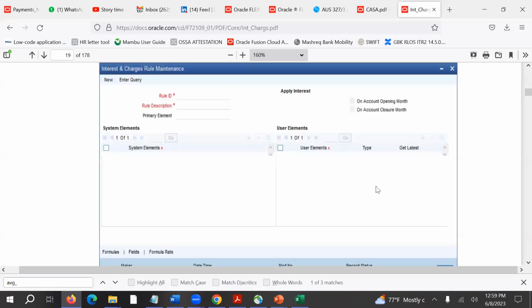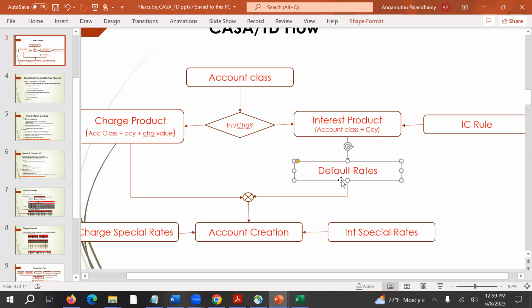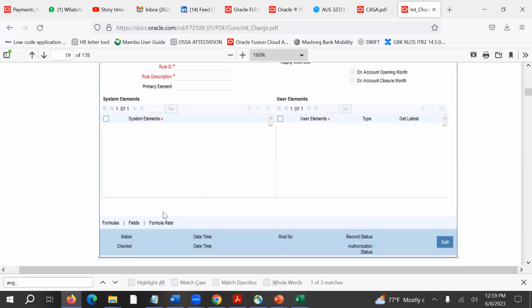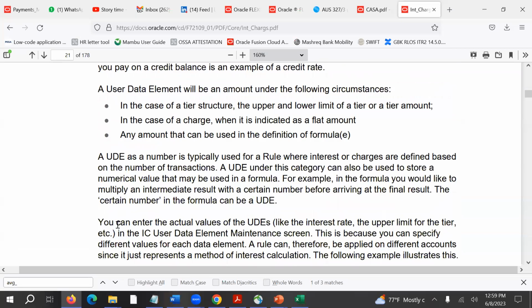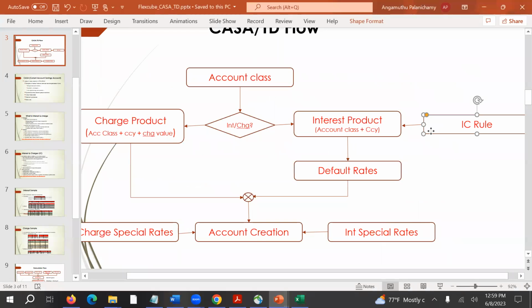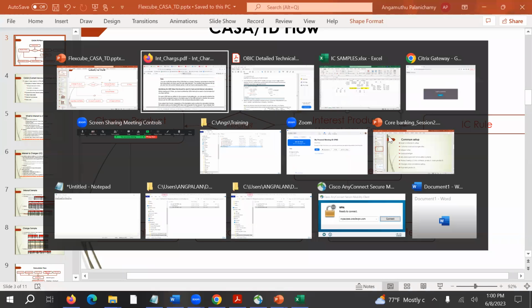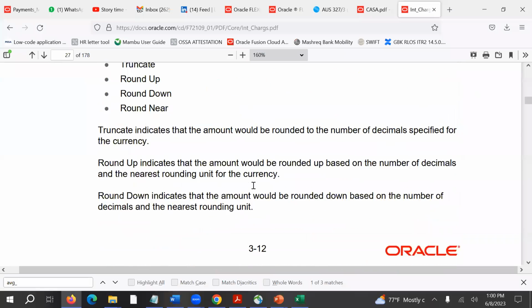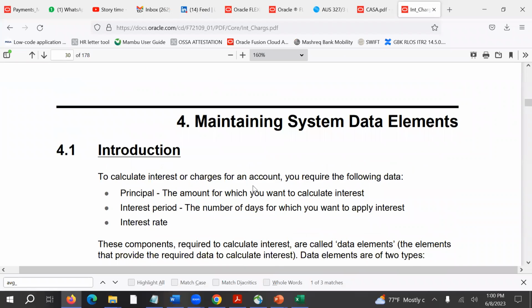So here, only the first time, I'm giving the UDE name. The naming ceremony happens here only for the UDE, and the usage comes over here. The assigning of values comes over here, but in between, this variable, whatever we declared over here, is used inside the formula. So with this, my IC rule is created. Now I need to go and attach it to the interest product. So the rule is clear, right?